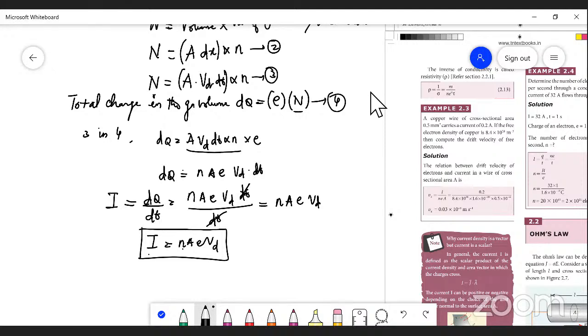So what we did is that we first calculated the drift velocity of the electrons, which are moving through a distance dx in a time interval dt.